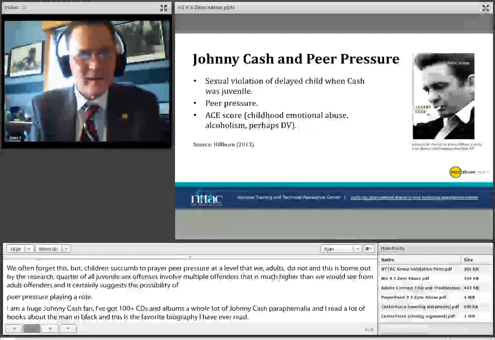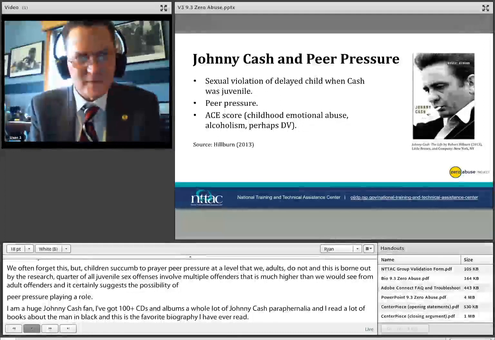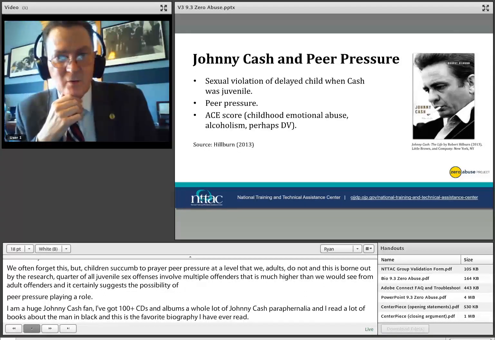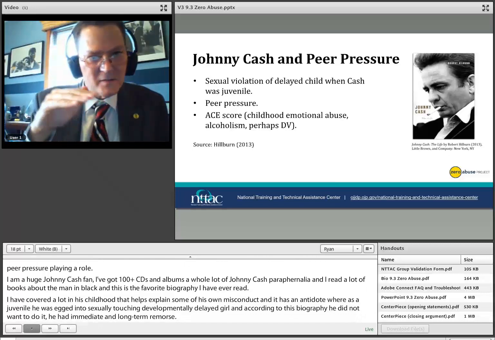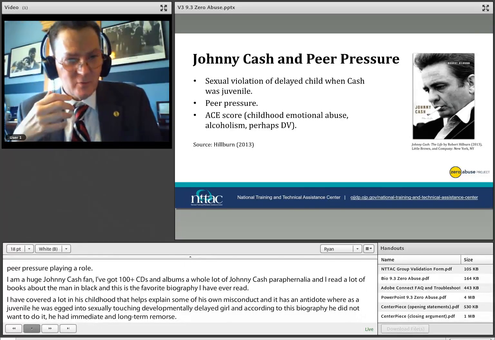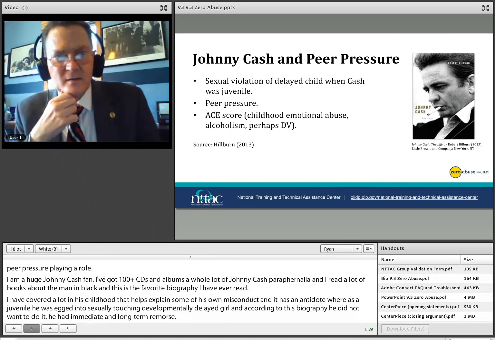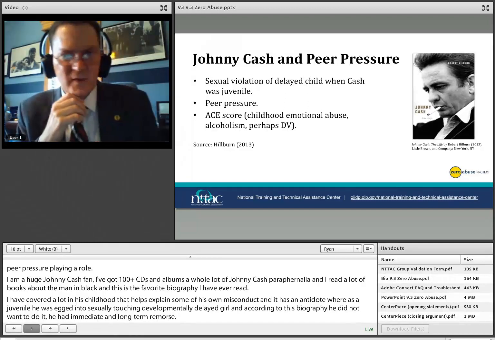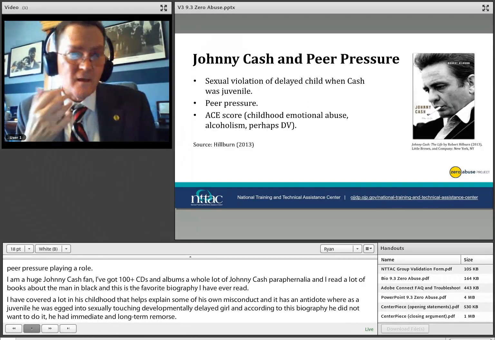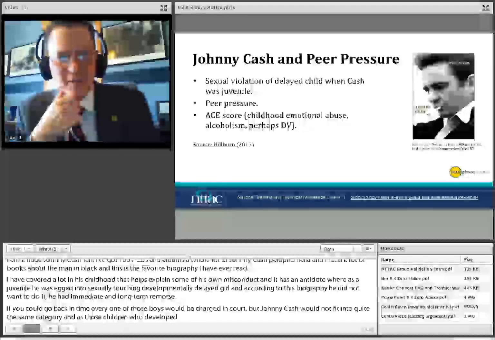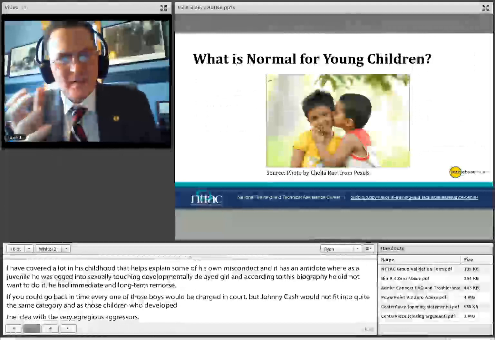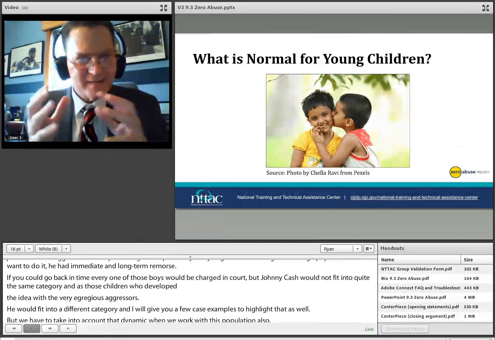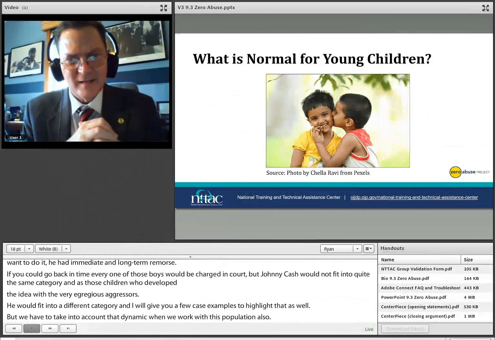It uncovered a lot in his childhood that helped explain some of his own misconduct. And it has an anecdote where, as a juvenile, he was egged into sexually touching a developmentally delayed girl. And according to this biography, he didn't want to do it. He had immediate and long-term remorse. Well, if he could go back in time, every one of those boys should be charged in delinquency court. But Johnny Cash wouldn't fit into quite the same category as those children who developed the idea and were the very egregious aggressors. He would fit into a different category. And I'll give you a few case examples to highlight that as well. But we have to take into account that dynamic when we work with this population also.